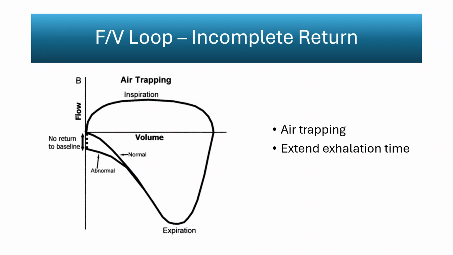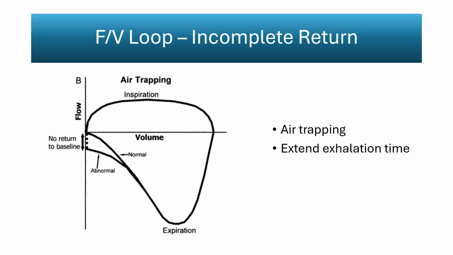On the loop, this appears as an upward shift of the entire expiratory limb. The normal loop shows a full return to baseline, but the abnormal loop ends above that point because the lung is retaining volume breath after breath. This trapped volume raises functional residual capacity and contributes to intrinsic positive end expiratory pressure.